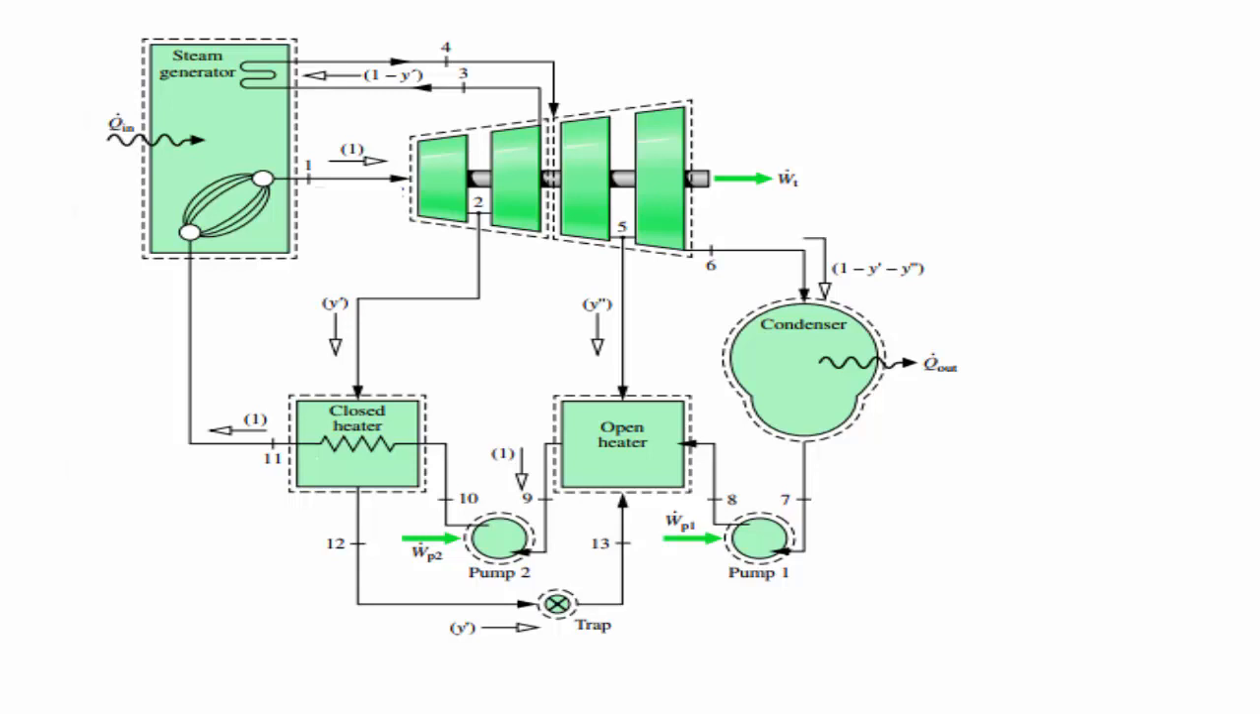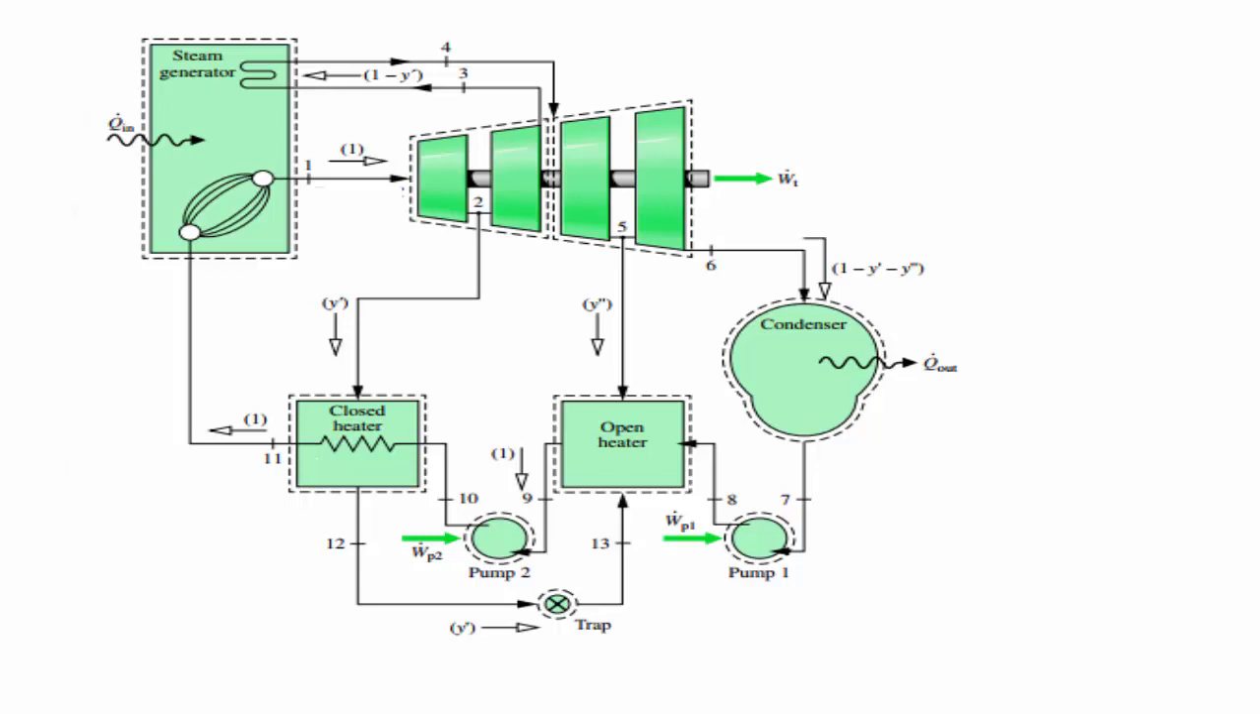And as you can see, from the end of the closed feed water system, the water which is condensed goes back into the open feed water and joins the cycle. At stage 11, all of the water is combined and it goes back into the boiler. As you can see, the extractions which were done are labeled as y prime and y double prime.